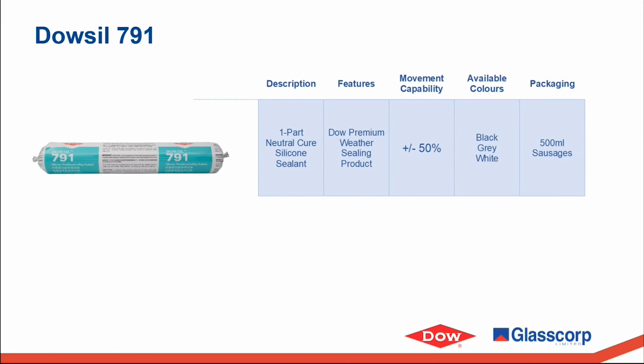Finally, in this section, I will mention Dowsil 791. I'll point out Dowsil 791 is not a structural silicone. This is our premium weather sealing product, so you could think of it as part of the family of wider silicone facade products. Dowsil 791 has a 50% movement capability. We supply it in 500 ml sausages in black, gray, and white colors.